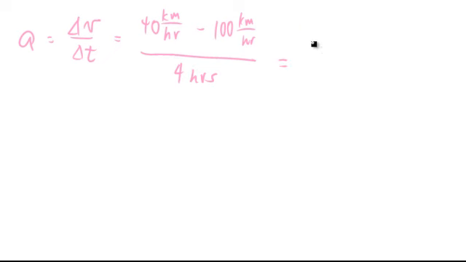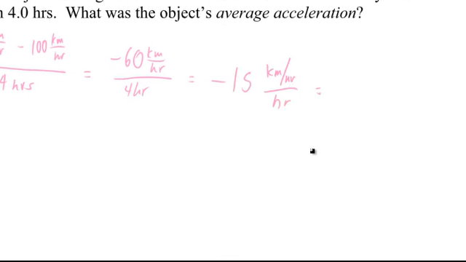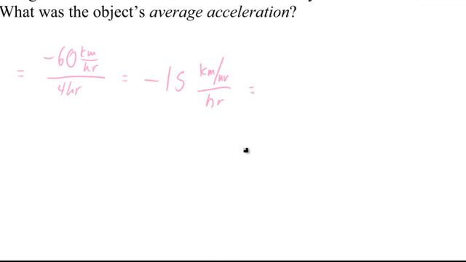40 minus 100 is equal to negative 60. The units are kilometers per hour. The time interval is 4 hours. 60 divided by 4 is equal to 15. So I have negative 15, and the units are kilometers per hour per hour. So that means every hour the object's acceleration was negative 15 kilometers per hour. I could write this as a single combined set of units that would be negative 15 kilometers per hour squared.